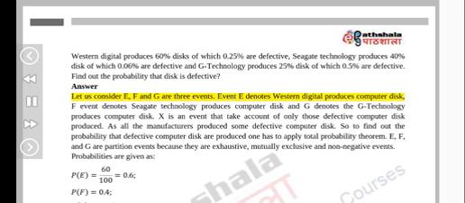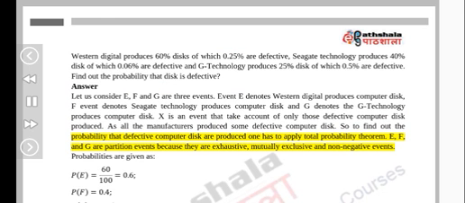Answer. Let us consider E, F, and G as three events. Event E denotes that Western Digital produces the computer disk, event F denotes that Seagate Technology produces the computer disk, and G denotes that G Technology produces the computer disk. X is an event that takes account of only those defective computer disks produced, as all the manufacturers produce some defective computer disks. So to find the probability that a defective computer disk is produced, one has to apply the total probability theorem.